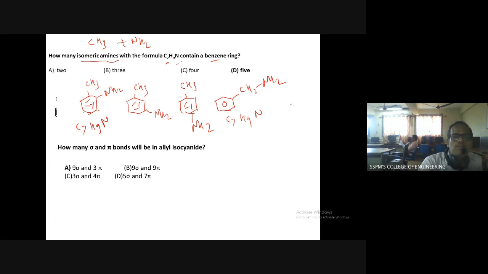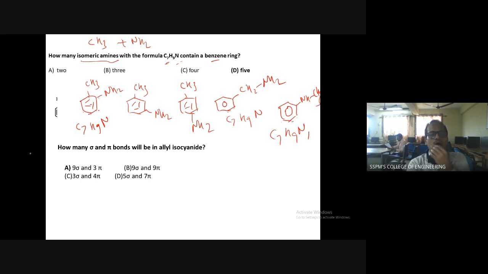One more possibility we can predict. You see, now I will bring an amino group in between, NH and CH3. This is again possible, right? This is a secondary amine. NH is in between, CH3 at the end, at the terminal. Count the carbon: 1 2 3 4 5 6, and this 7, C7. Hydrogen 1 2 3 4 5 6 7 8 9, H9, nitrogen 1. So yes, matching. So in all 5 isomers are possible. So the answer will be D. 1 2 3 4 5.